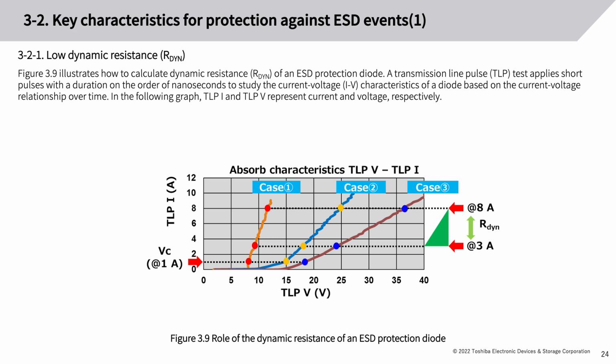Figure 3.9 illustrates how to calculate dynamic resistance of an ESD protection diode. A transmission line pulse, TLP, test applies short pulses with a duration on the order of nanoseconds to study the current voltage, IV, characteristics of a diode based on the current voltage relationship over time. In the following graph, TLPI and TLPV represent current and voltage, respectively.